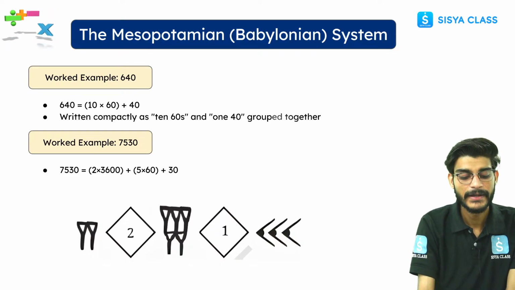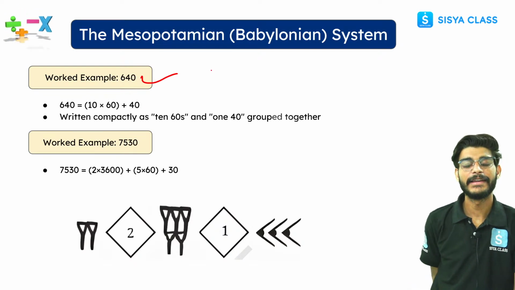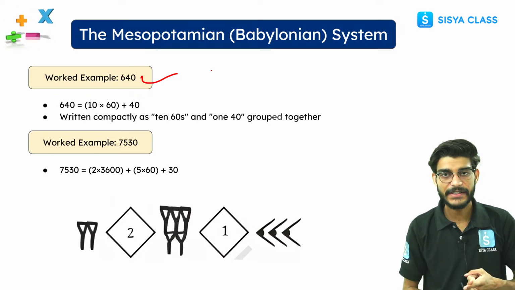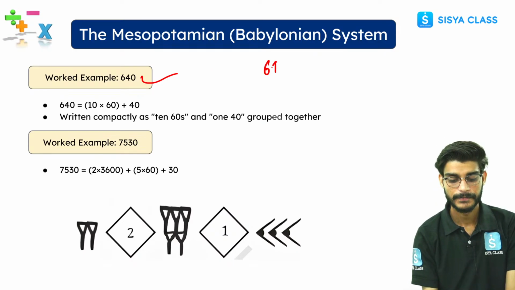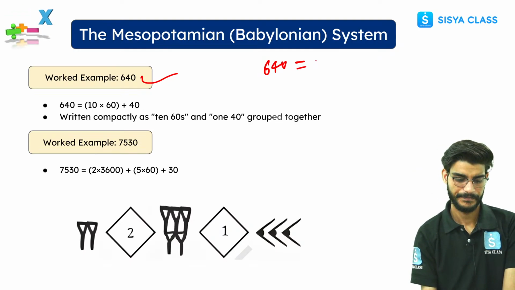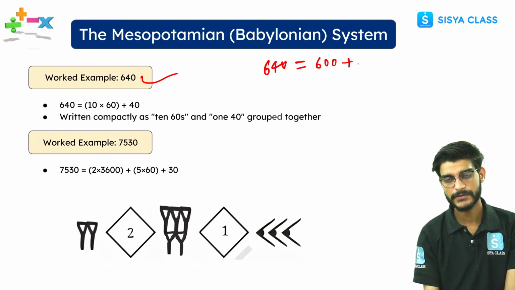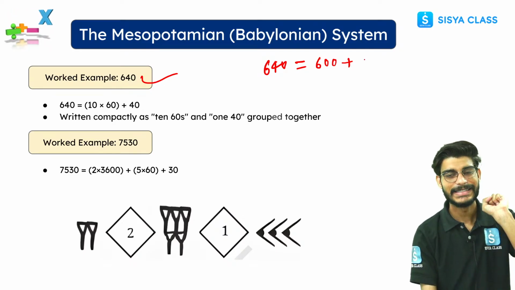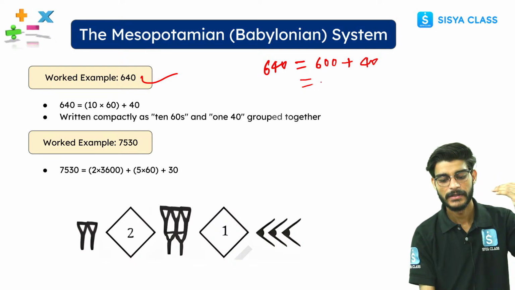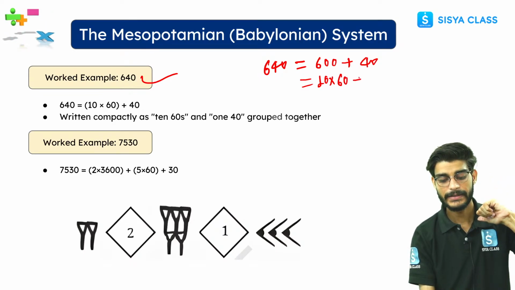How will you write 640 in the Mesopotamian number system? Give the symbols for 640. I have told you, make base 60 first of all. So 640, how will you write it? 640 can be written as 600 first of all, and then 40 can be written as 40 only. Obviously for 40 I have symbols, for 600 I don't have symbols. So I have to convert 600 into powers of 60. So can I write this 600 as 10 into 60? Obviously I can, and then this is 40.